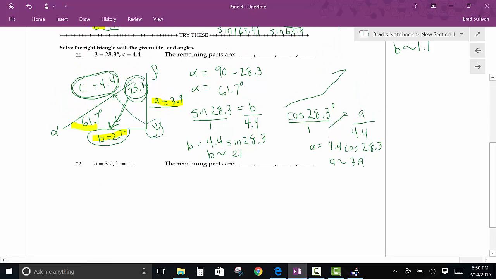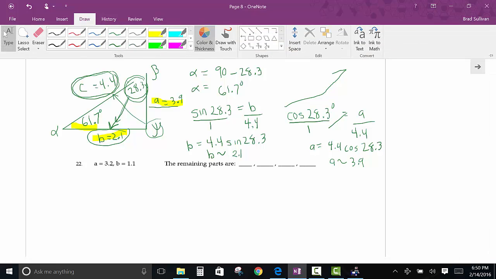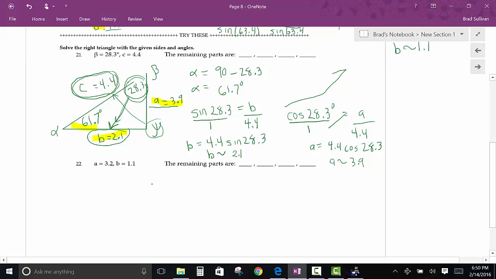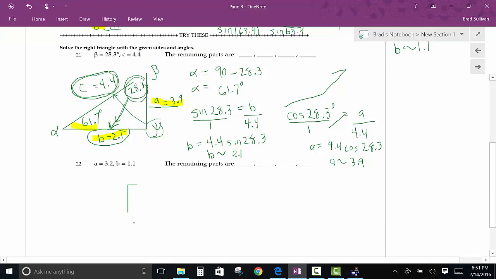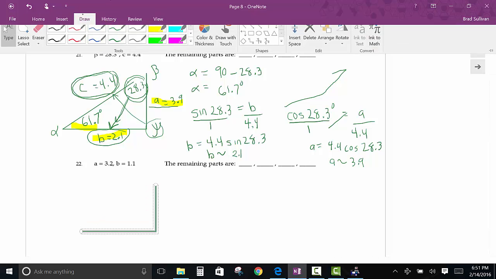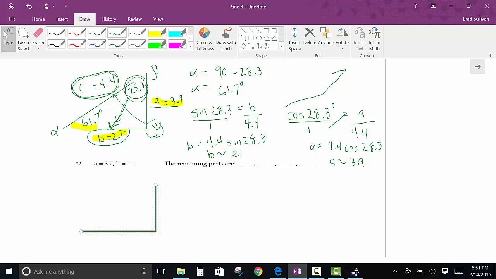Now let's go on and look at the next one and see how you did on this one. Again, I'll just draw a right triangle of some sort. That's a weird way to draw it. Let me try this again. Come on, behave. Okay, so here's my right triangle. And let me get one more side put together.